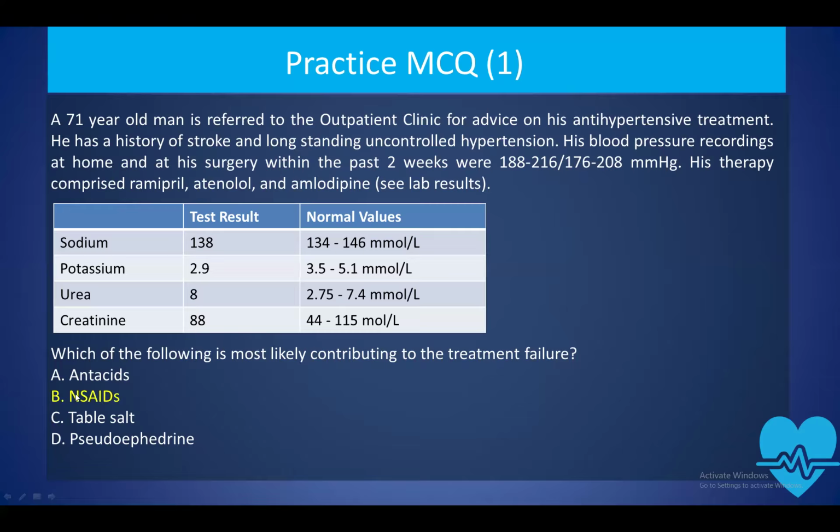The correct answer is NSAIDs. NSAIDs increase sodium and water reabsorption in the kidneys. This increases the blood volume. The heart pumps more blood, and so blood pressure increases. Table salt can also increase blood pressure, but not as much as NSAIDs. Here, blood pressure is very high, so table salt is a less likely answer.